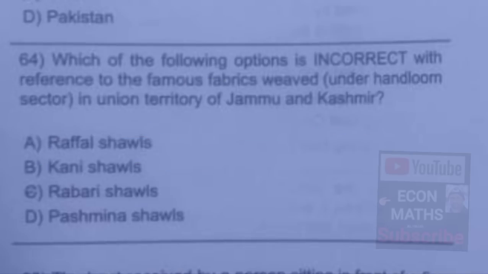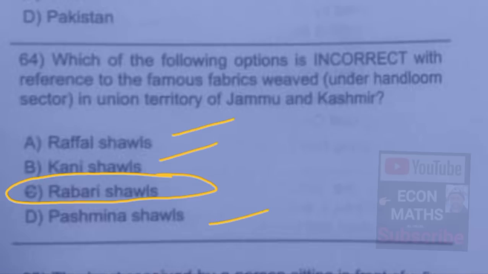Next question is, which of the following option is incorrect with reference to famous fabrics weaved under the handloom sector in Union Territory of Jammu and Kashmir? Options are ruffle shawls, kani shawls, rabri shawls, or pashmina shawls. I guess the correct option would be the rabri shawls. I am not sure, but I guess rabri shawls are not prevalent in Jammu and Kashmir. Ruffle, kani, and pashmina are, still I am not sure about the correct option here.